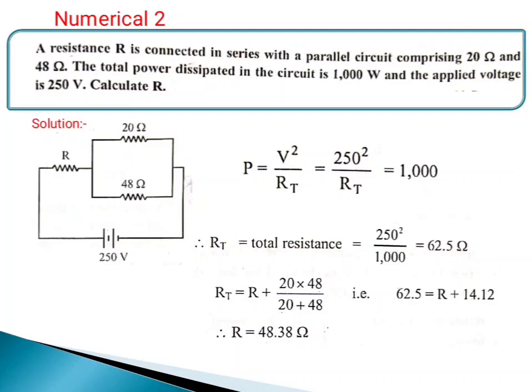Now how can we calculate the equivalent resistance or total resistance of this circuit? 20 and 48 ohm are connected in parallel. It is 20 into 48 divided by 20 plus 48, and for that circuit R is connected in series. We know the total resistance is 62.5 ohm. You substitute here. R is the unknown. 20 into 48 divided by 20 plus 48, we get 14.12. Then the R value is 48.38 ohm. This is how you are going to solve the problem by using this method.